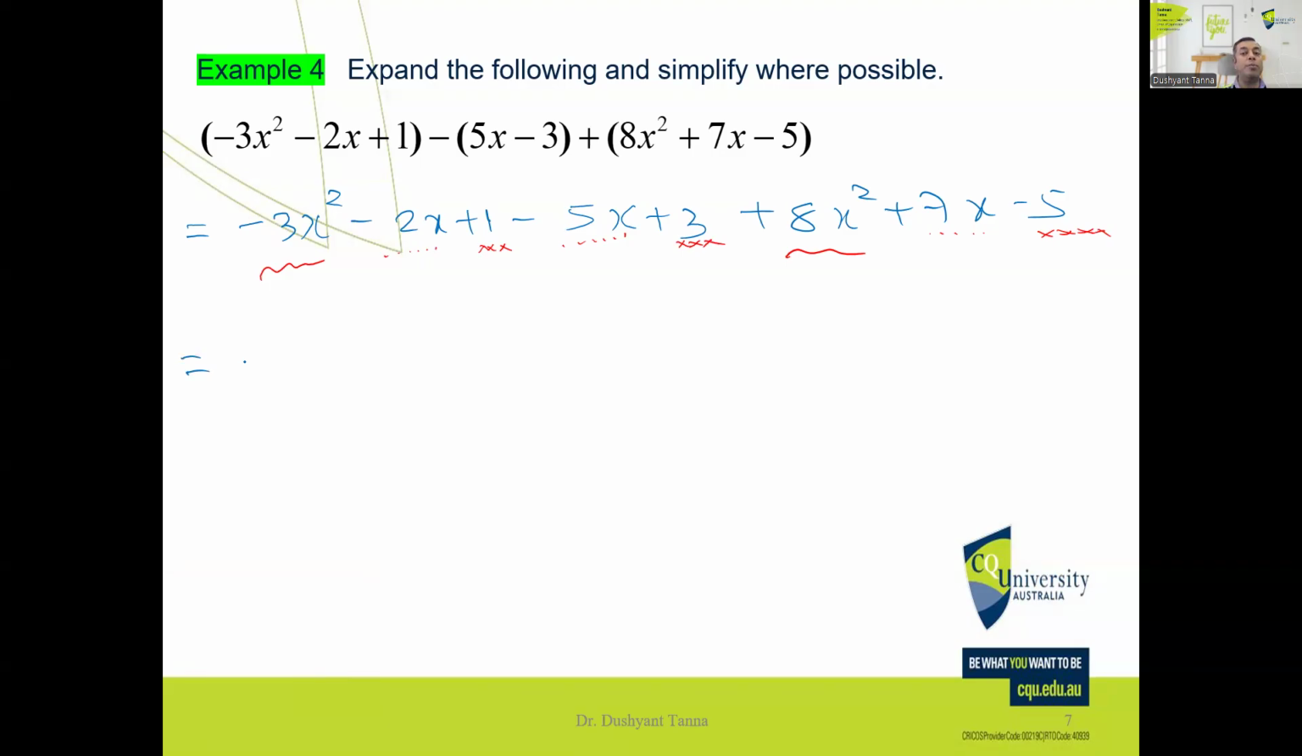So I try to group them. If you want, you can write one more step. I'm keeping them together. So 8x squared minus 3x squared should be 5x squared. Negative 2x, negative 5x plus 7x, they are gone. Plus 7 minus 7. 1 plus 3 minus 5, that is minus 1, and that's the answer.